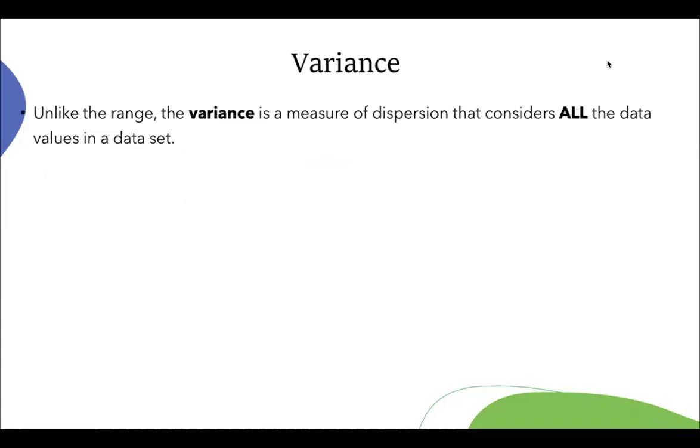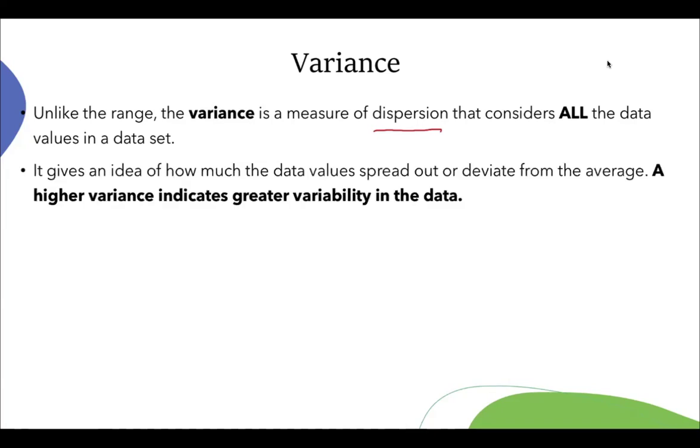The variance is a little bit better than the range because it gives us a measure of dispersion that considers all the data values in a data set. So we're not just looking at the endpoints, we are looking at everything in between. It gives us an idea of how much the data values spread out or deviate from the average. A higher variance indicates greater variability in data.